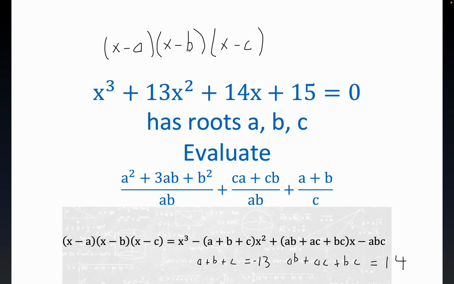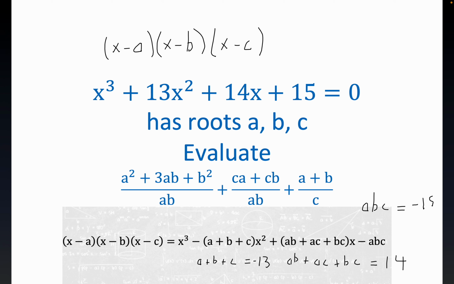And then finally, just by comparing this constant term with 15, you would get abc is equal to negative 15. So we don't know the roots, but we know these various combinations. These are called elementary symmetric polynomials, by the way. This would be a degree 3, this would be a degree 2, and this would be considered a degree 1 elementary symmetric polynomial. So what did I say? abc is equal to minus 15.